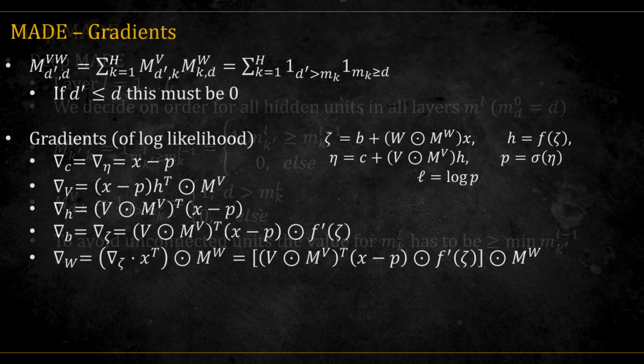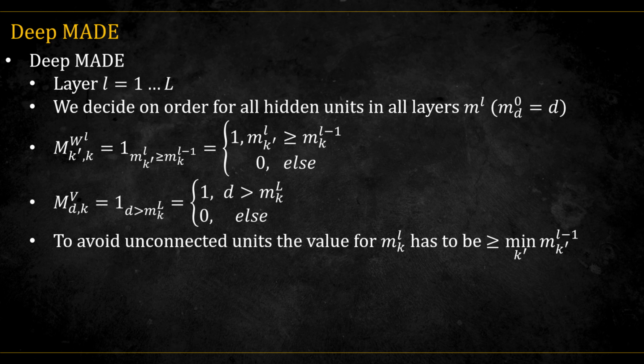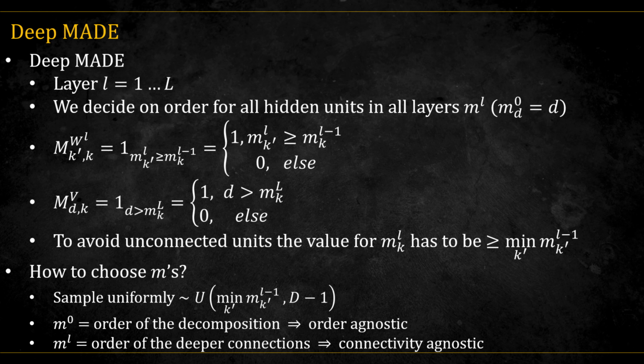There is also an extension to DeepMADE with L hidden layers. We assign an order to every hidden unit in every layer, and the same masking rules from the single hidden layer case naturally generalize. For every pair of consecutive hidden layers, the order of a unit in the next layer must be greater than or equal to the order of the unit in the previous layer. In the final layer, however, the order must be strictly less than the order of the output unit. To avoid disconnected units, the orders assigned to each layer must be greater than or equal to the minimum order in the previous layer.